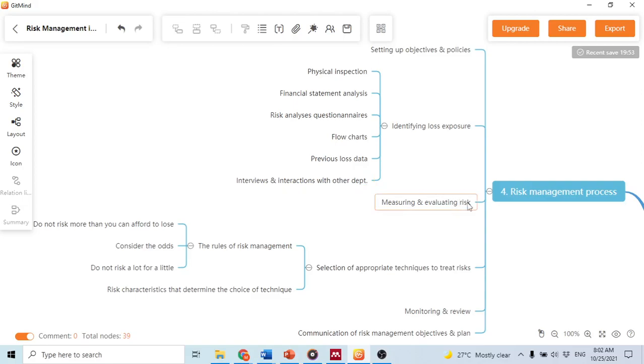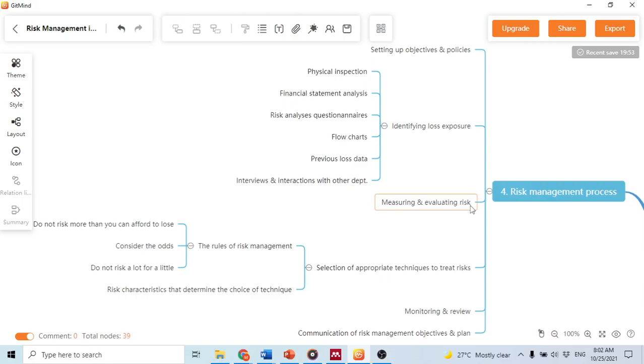The next process of risk management is after we have identified the loss. So how do we measure and evaluate the risk? So this is a staged process. From setting up the objective and then identifying the loss exposure, the next step is that the organization needs to measure and evaluate the risk.